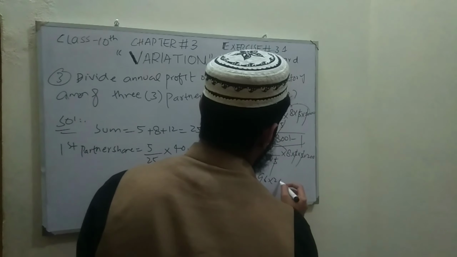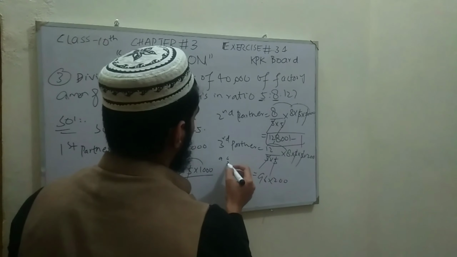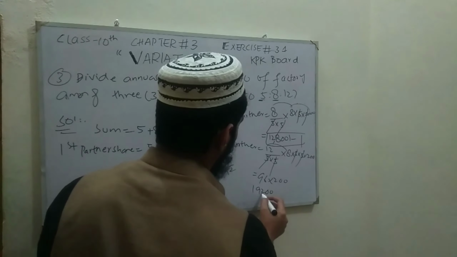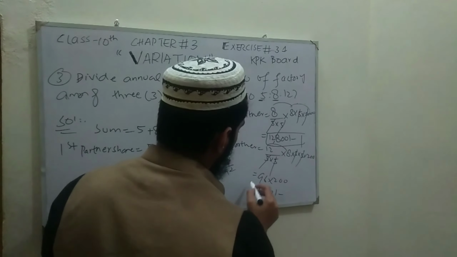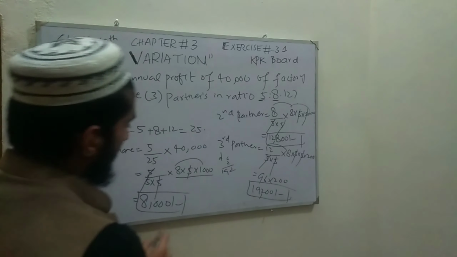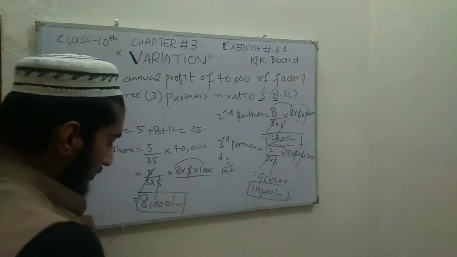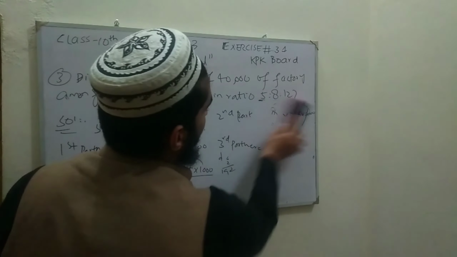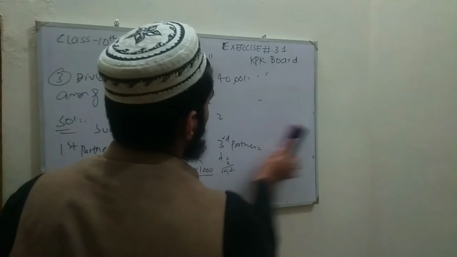Multiply 200. So 96 multiply 2 gives us 192, so 19,200. 19,200 is the share of the third partner. So by adding this share and this share, it will give us 40,000, which can be divided among the three partners. Now move to question number 3 related with this exercise.